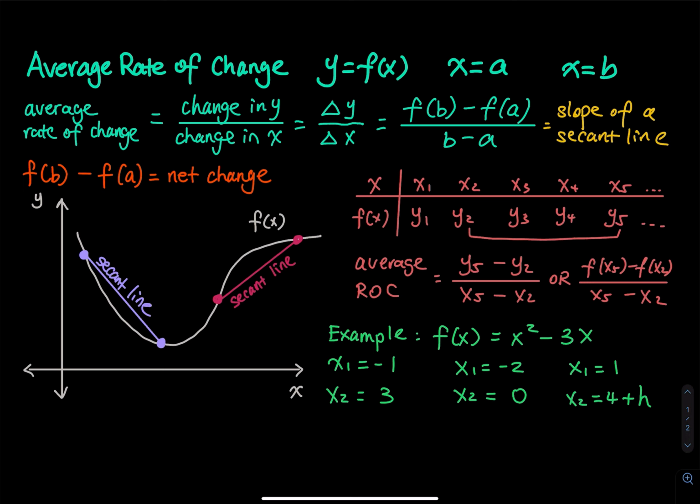We have 2 points. The first point I would like to call x equals a. The second point is x equals b. To me, the best way to explain average rate of change is to use a simple case scenario. Let's say you drive on a road trip and you spend 3 hours on the road.